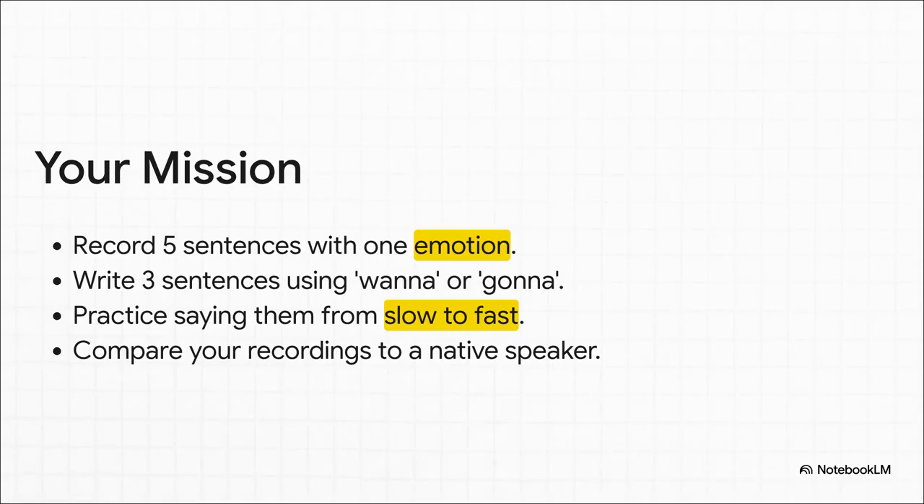So here's your mission, should you choose to accept it. First, pick an emotion, maybe excitement or surprise, and record yourself saying five totally different sentences with that feeling. Next, I want you to write three of your own sentences using wanna, gonna, or didja. Then, practice saying them, going from slow to fast. And finally, listen back to your recordings and maybe compare them to a native speaker you hear in a movie or online. Pay attention to that rhythm and flow. This is how you really make these skills stick.